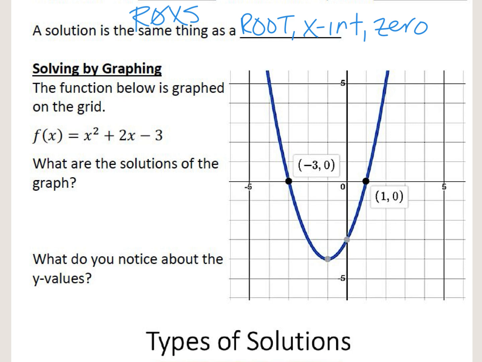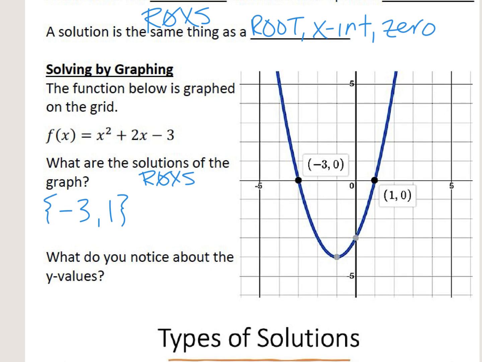The function below is graphed. They've already given us the picture. We don't even have to put it in Desmos, which is nice. What are the solutions? What are the rocks? What do you see here? What are the solutions? Negative 3, 0, and 1. So a new way I'm going to show you that you can write this: you can write it with these little brackets, if you want to say x equals negative 3, 0, 1. You can write it as a coordinate as well, but you can see it in different ways, okay?